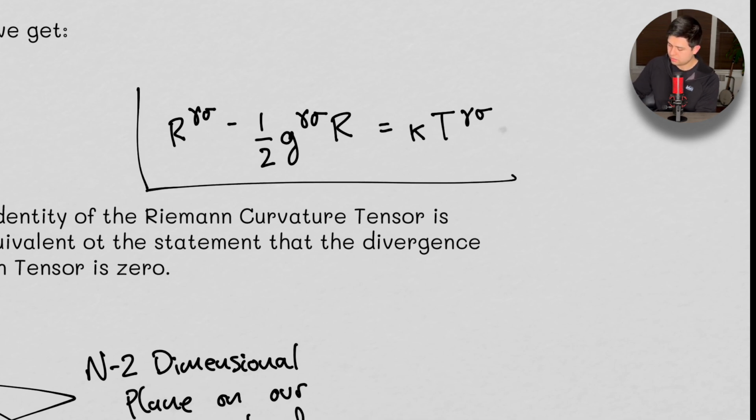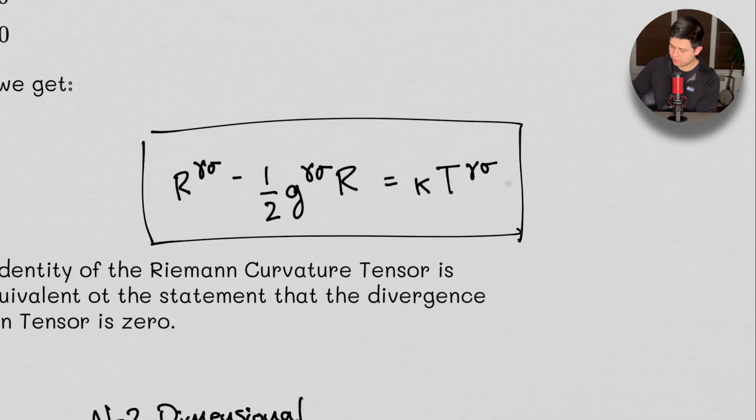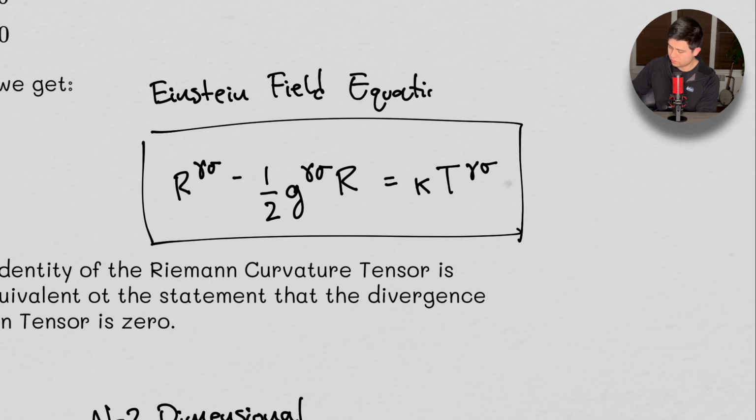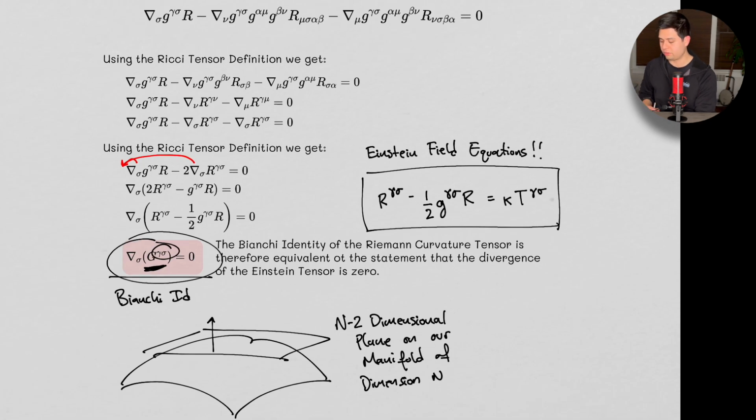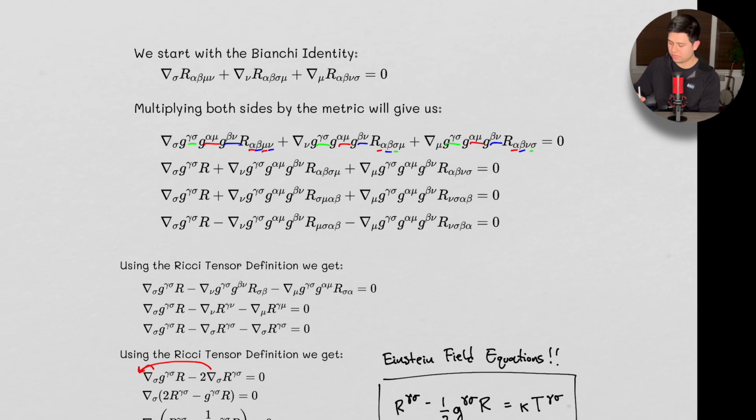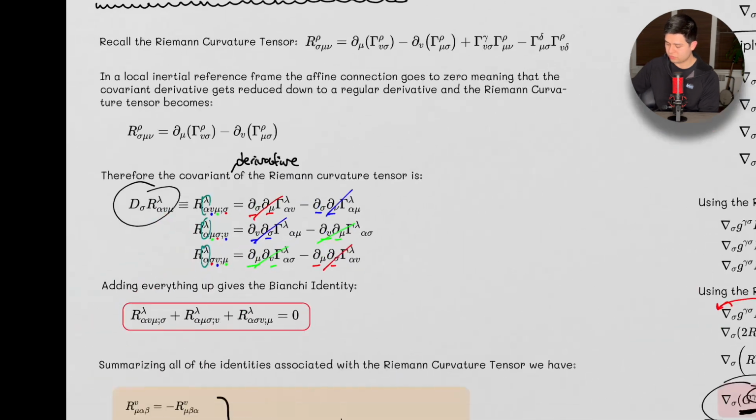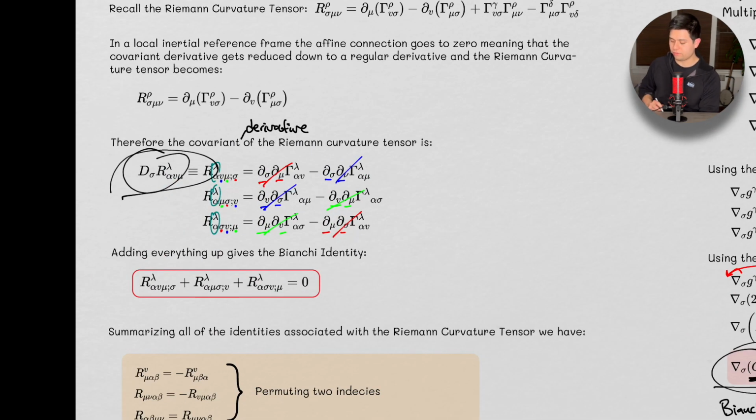This is the Einstein field equations. We've derived the Einstein field equations from the Bianchi identity, which came from just derivatives of the covariant Riemann curvature tensor, which is just derivatives of the connection, which is just derivatives of the metric.